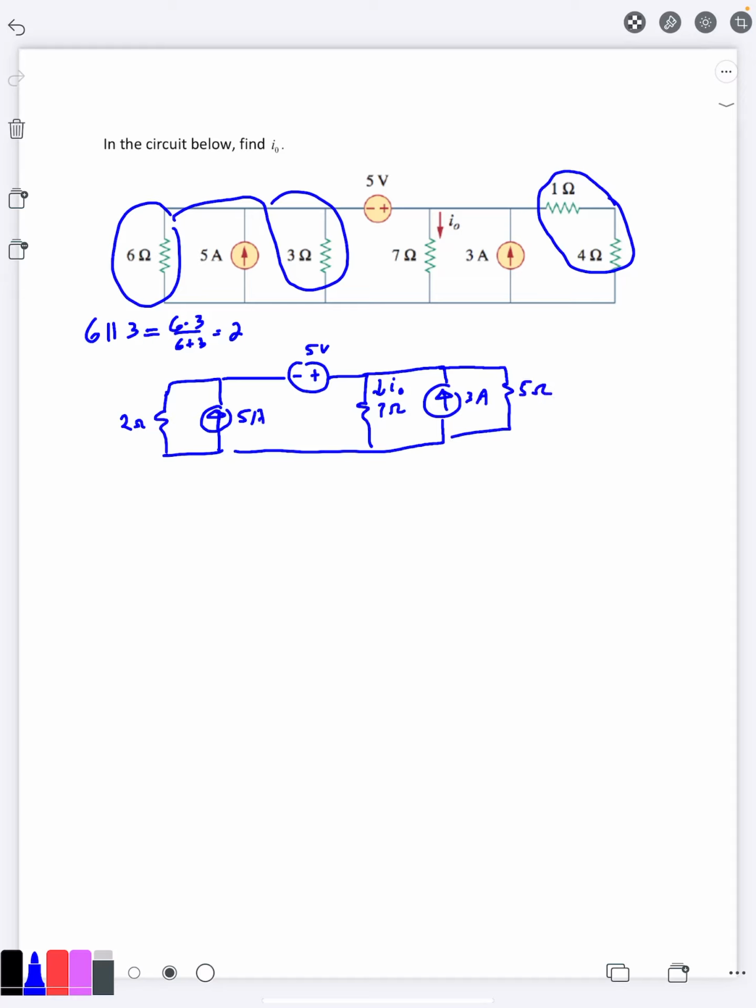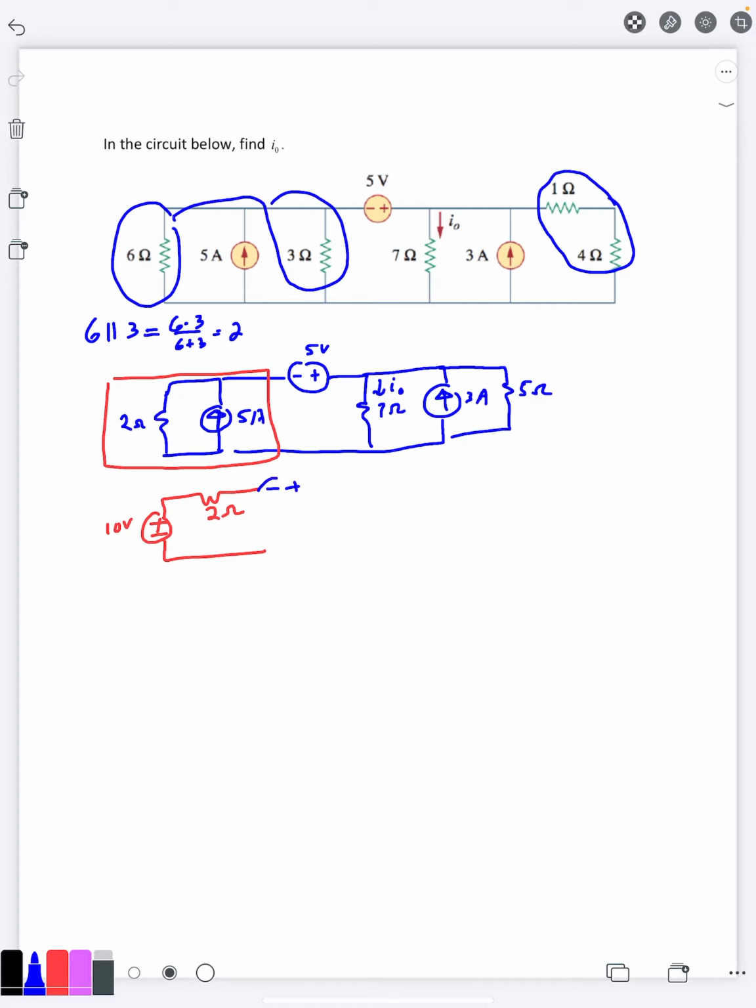Now, what I'm going to do is use source transformation on the left here. I have a resistor in parallel with a current source. I can replace that with a voltage source in series with the same resistor. And whichever way the arrow is pointing, in this case up, that's where the positive is going to be on the voltage source. And we use V equals IR to find the value there, so 5 times 2 is going to be 10 volts.